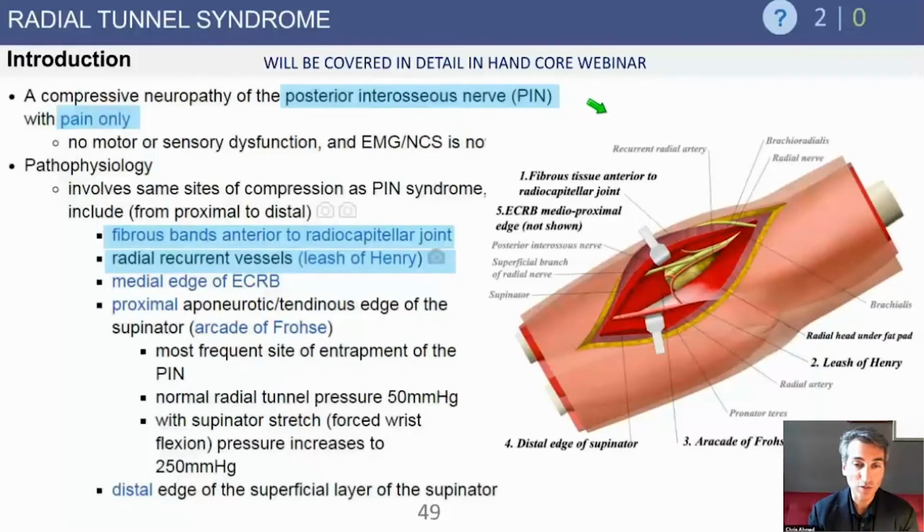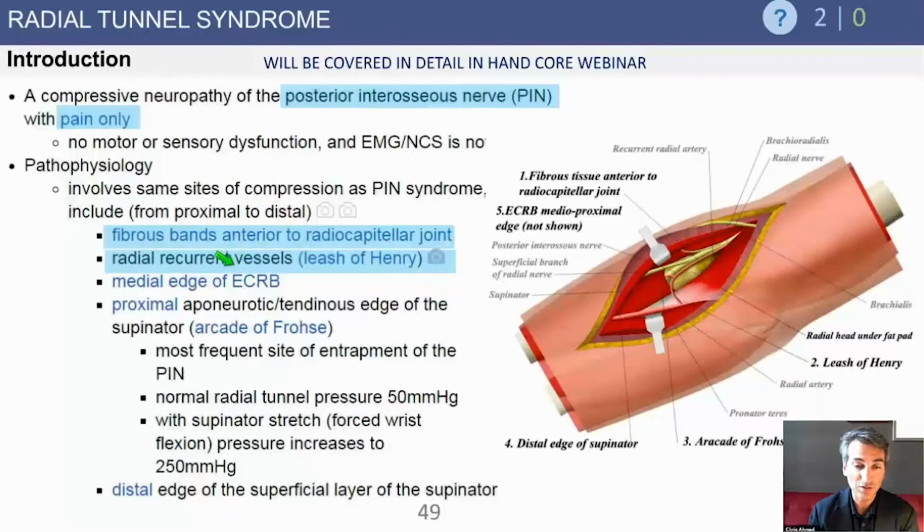So compression neuropathy of the posterior interosseous nerve is usually pain only. You don't have muscles that become weak, and it's related to compression at different sites. This is worth memorizing. The pathophysiology of radial tunnel syndrome is compression at the fibrous bands of the radiocapitellar joint. The radial recurrent vessels, favorite test questions. I think I had that test question on one of my exams.